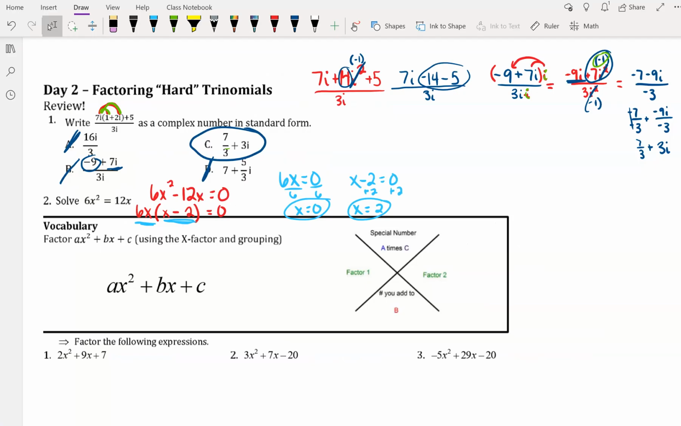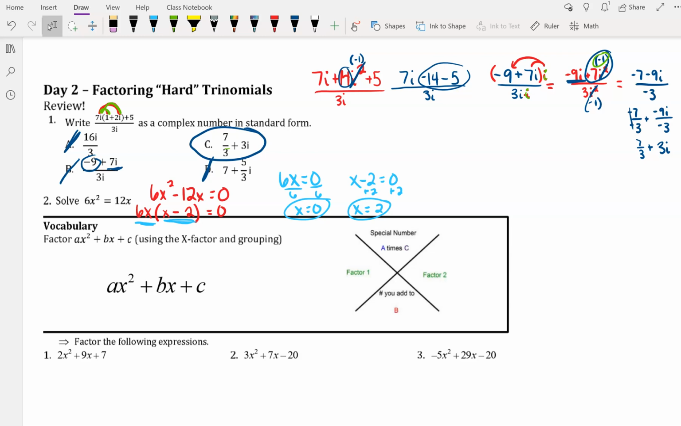All right, here are the solutions to the 2 problems. The answer to number 1 is C. The answer to number 2 is 0 and 2. If you have any questions on those, please ask your teacher tomorrow in class.